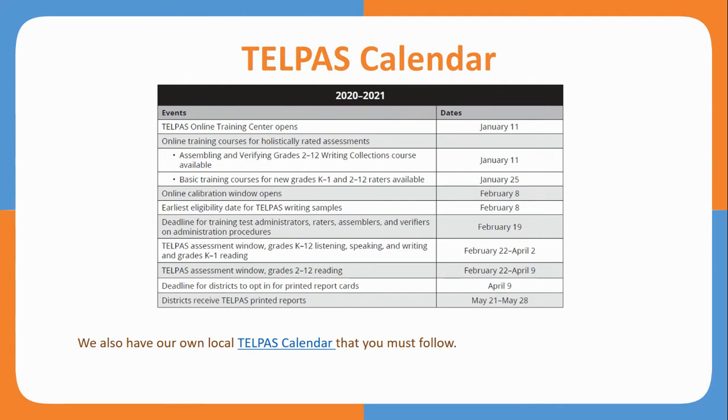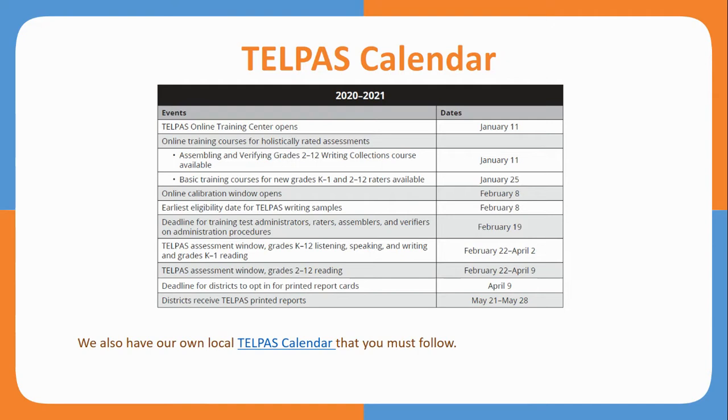The TELPAS calendar shows the significant dates for the TELPAS window. The Training Center opened on January 11th, and the Assembling and Verifying Grades 2 through 12 writing collections became available. The person or persons who will be assembling and verifying the writing collections will be required to take this course. The basic training course for new K-1 and 2 through 12 raters opened on January 25th. On February 8th, writing selections may begin being taken. No selections may be taken before this date.